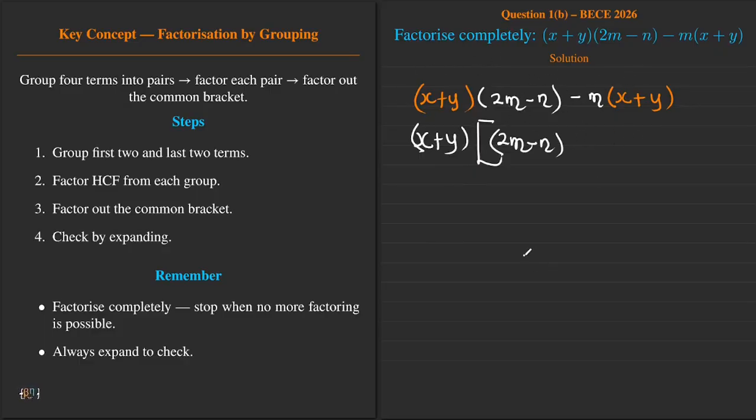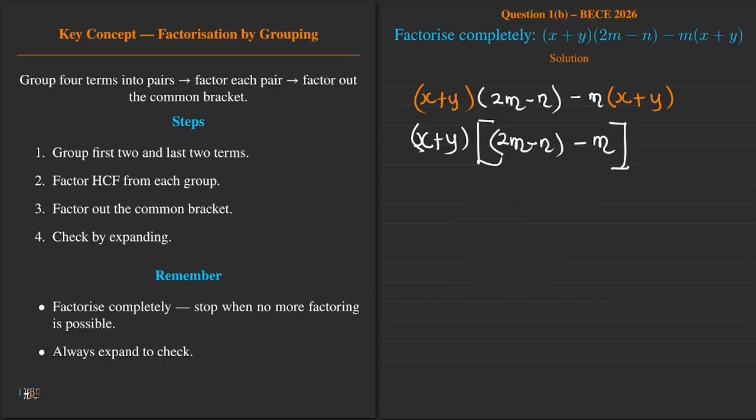Now, with our second pair, we have a negative m into bracket x plus y. And we want to divide it by what we factorized out, that is x plus y. So the x plus y takes out the x plus y. And we'll be left with what? The negative m. So minus m. So with this, you are done with the first part of the factorization.